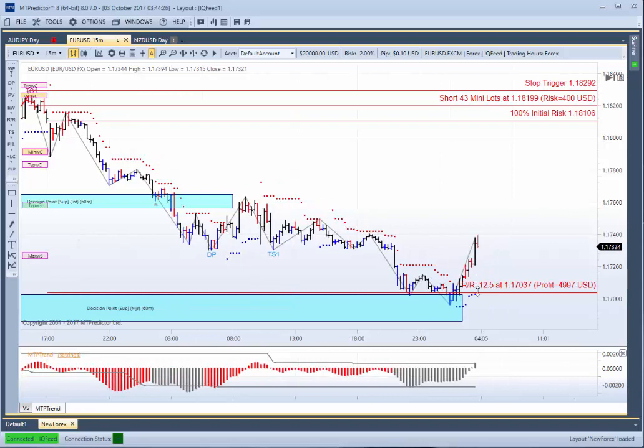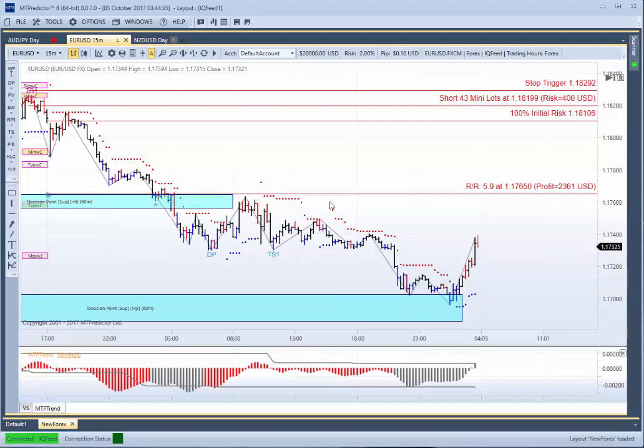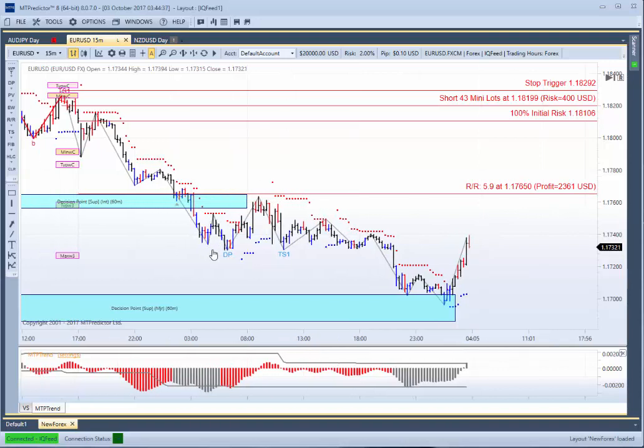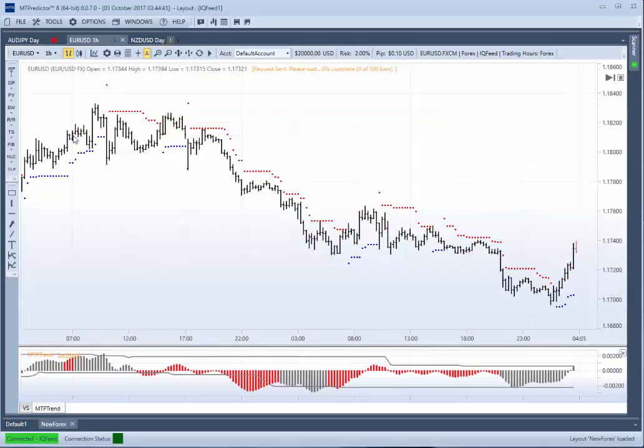If you had done that, it would have increased your profit to just over 12R, which would have been a very, very good trade indeed. But even if you hadn't, even if you'd come out at this first target, it would have been a nice 5.9R profit.